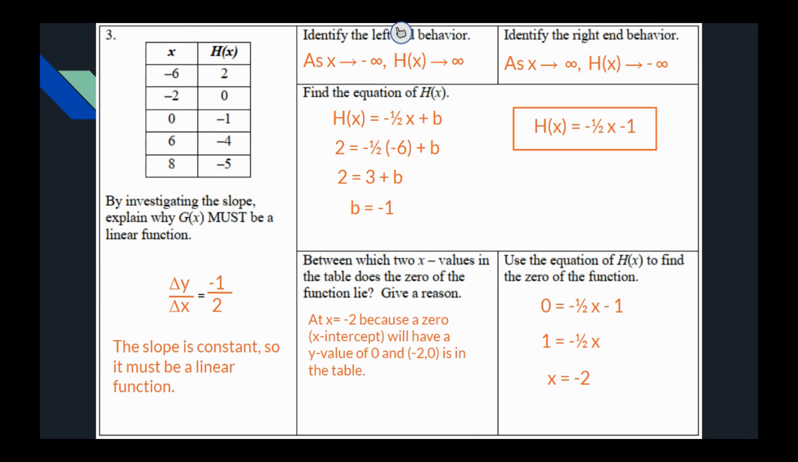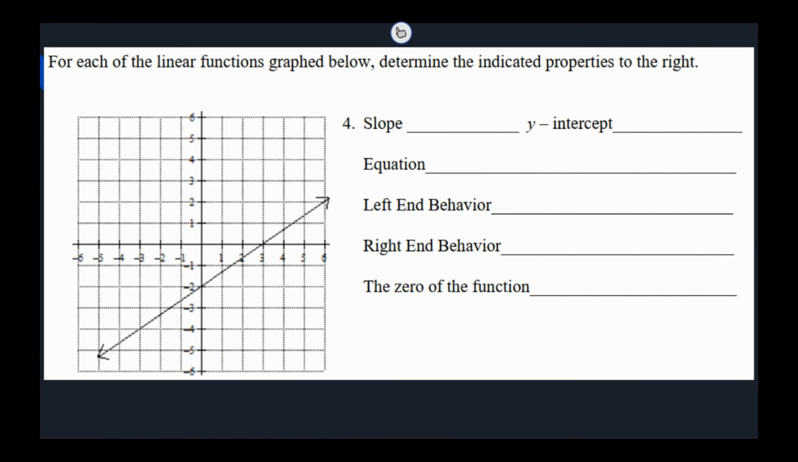Okay, on the next page, we get to do this from a graph, which is wonderful, so much easier than from a table. Okay, so they give us the graph of this line, and they're asking us questions about this graph. So what's the slope of this line? 2/3. We rise 2 and run 3, so the slope is 2/3.